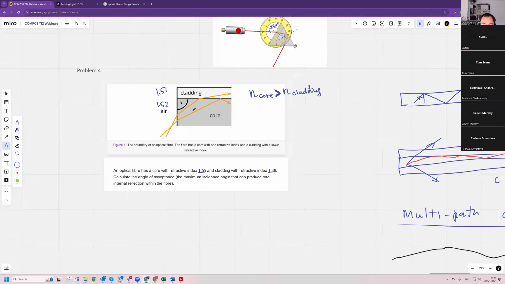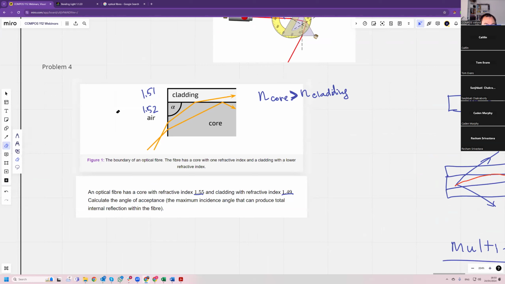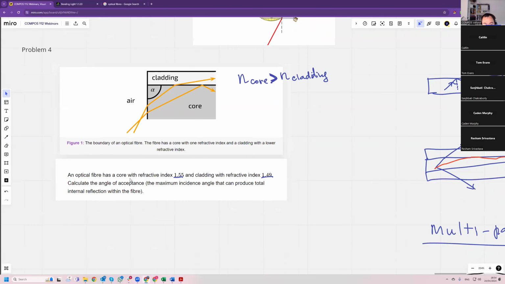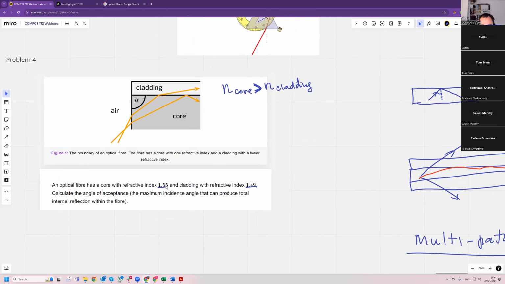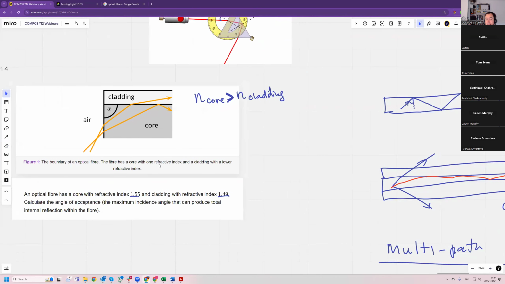Okay, so we have the core and the cladding. An optical fiber has a core with a refractive index of 1.55, and a cladding with a refractive index of 1.49. Calculate the angle of acceptance. Angle of acceptance is the maximum incidence angle that can produce a total internal reflection. So basically, the optical fiber accepts that ray for traveling, or it doesn't. So that's what we need to work out.